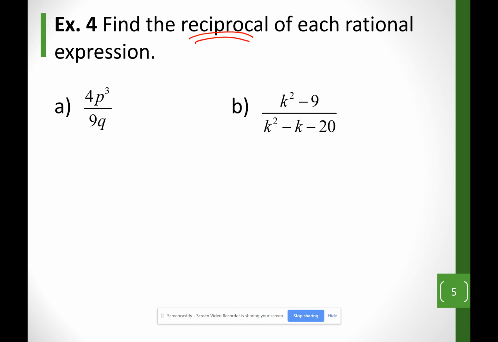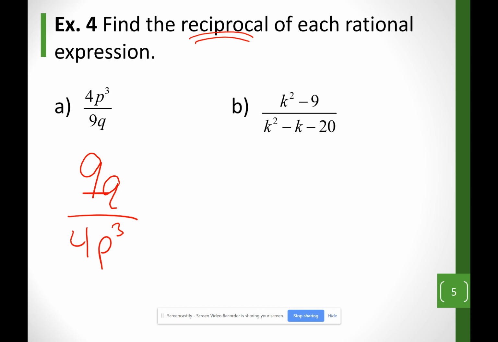Find the reciprocal of each rational expression. Reciprocal, what it is, obviously, is to factor what you can and flip the fraction. Do not change any signs, just flip the fraction. My reciprocal here is going to be 9q over 4p to the third.